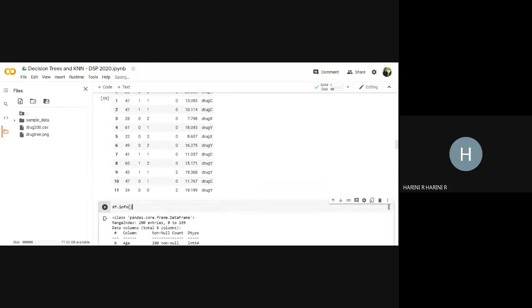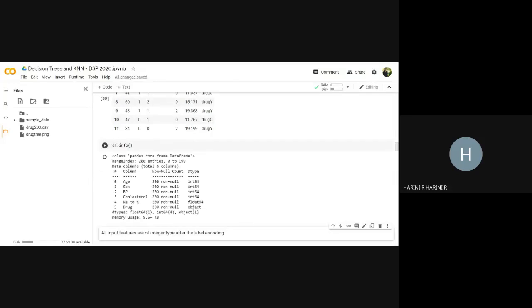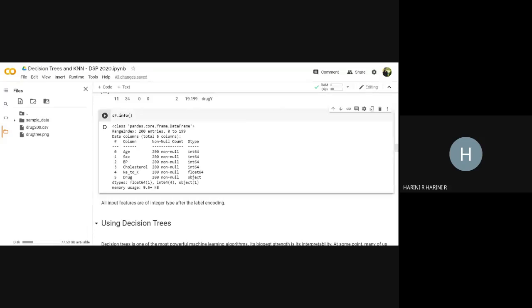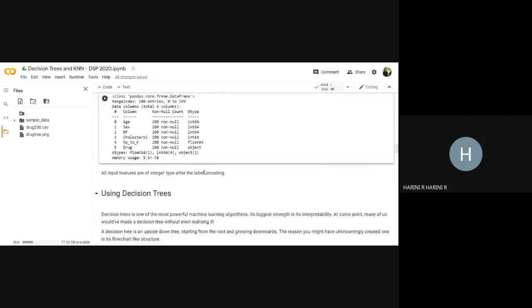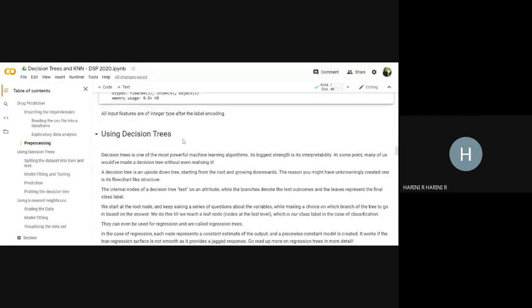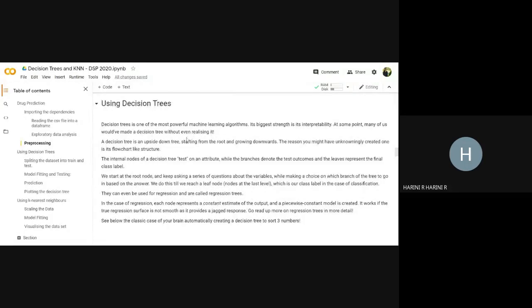So now let's look at our information report again. We can see that they were initially all object types, so these have also become integer types. The sodium to potassium level, we have retained as the floating point. So this completes our data processing steps. So now we'll be moving on to using the decision tree algorithm.